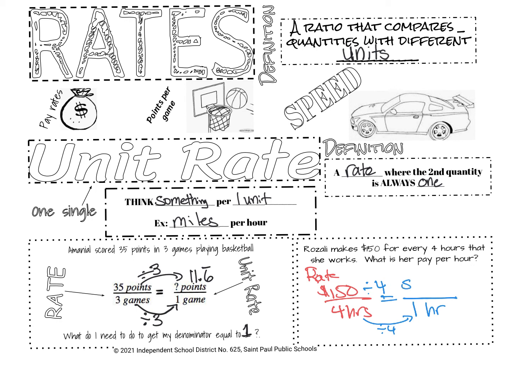And we end up with a value of $37.50. So what that means is Rosalie makes $37.50 per hour, and that's her unit rate.